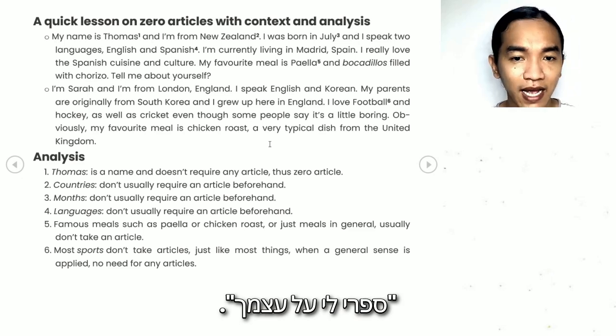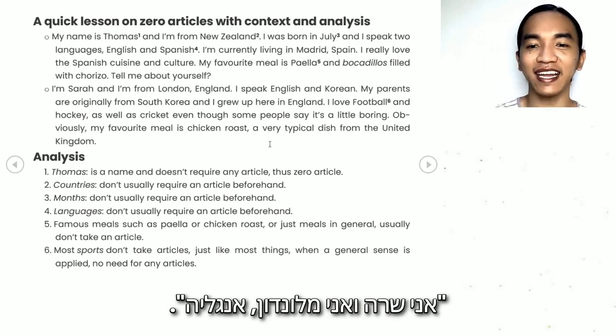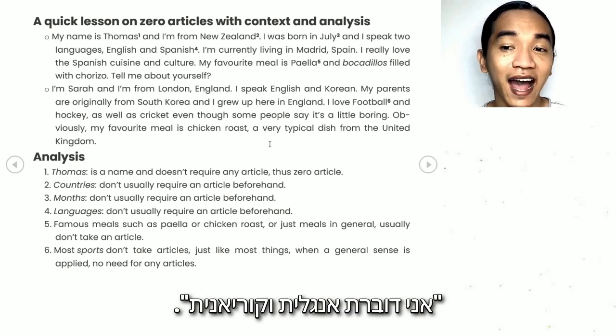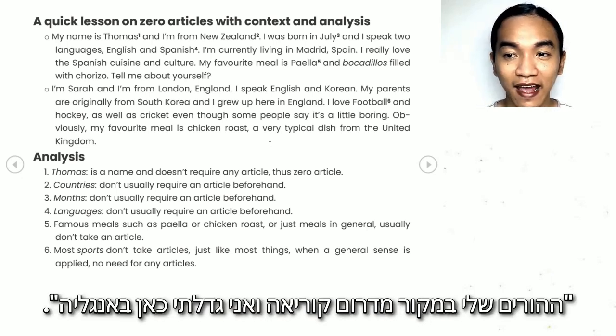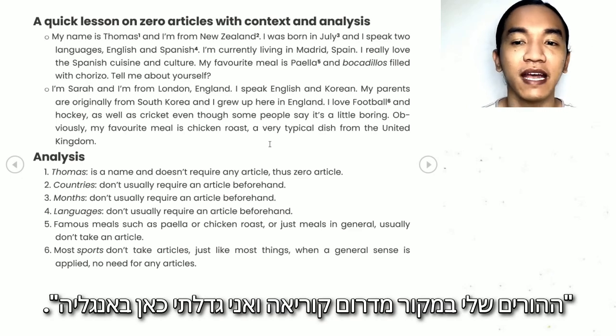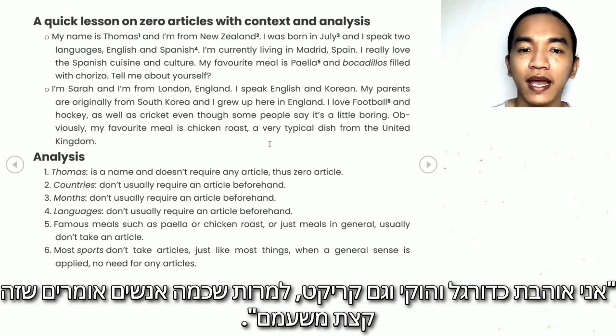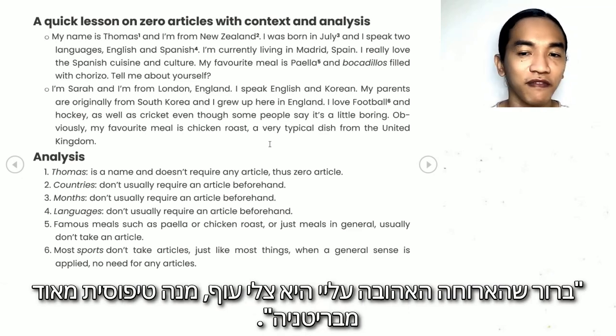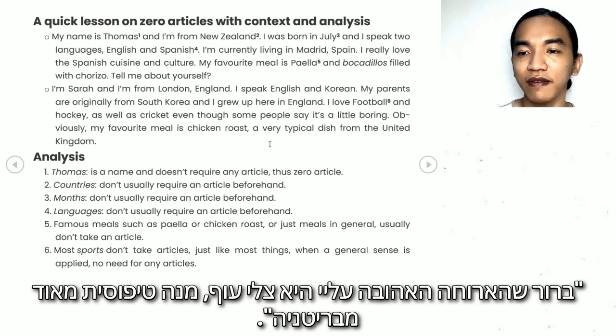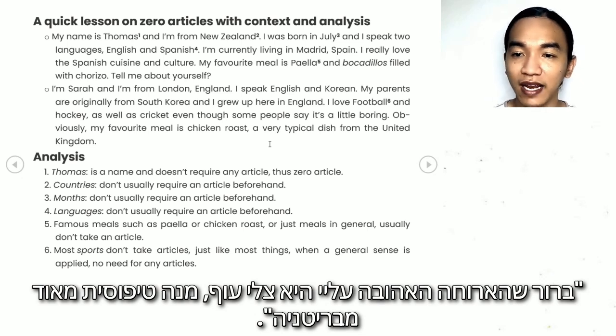Tell me about yourself. I'm Sarah, and I'm from London, England. I speak English and Korean. My parents are originally from South Korea, and I grew up here in England. I love football and hockey as well as cricket, even though some people say it's a little boring. Obviously, my favorite meal is chicken roast, a very typical dish from the United Kingdom.